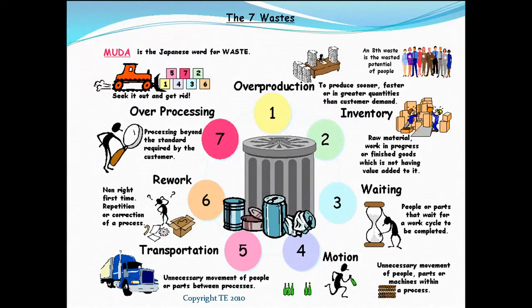Okay, number 2, we've got inventory: raw material, work in progress, or finished goods, which is not having value added to it. Then 3, waiting: people or parts that wait for a work cycle to be completed. So there's some wastage there. Motion: unnecessary movement of people, parts, and machines within the process. Transportation. Then we've got rework and over-processing. Okay, let's move on.